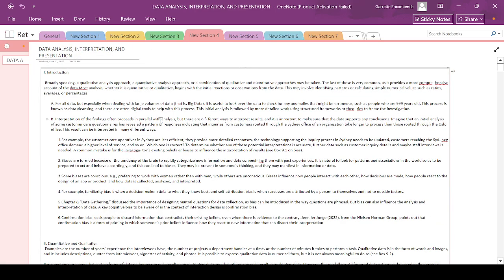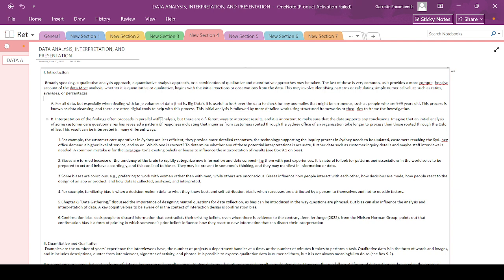Introduction. Broadly speaking, a qualitative analysis approach, a quantitative analysis approach, or a combination of qualitative and quantitative approaches may be taken. The last of these is very common as it provides a more comprehensive account of the data. Most analysis, whether it is quantitative or qualitative, begins with initial reactions or observations from the data. This may involve identifying patterns or calculating simple numerical values such as ratios, averages, or percentages.